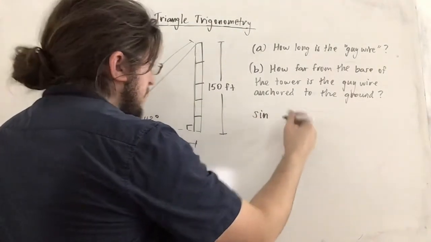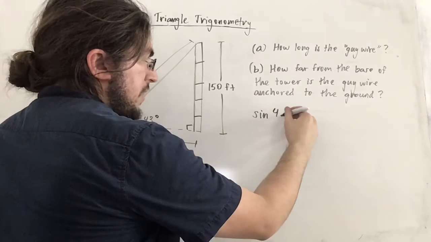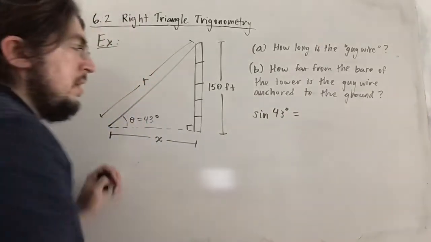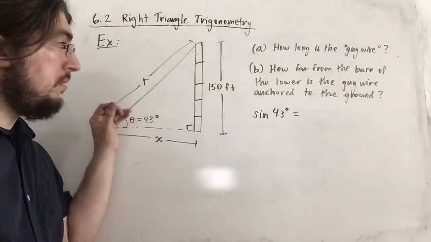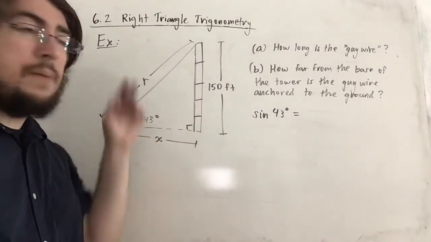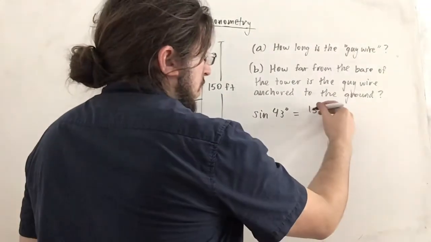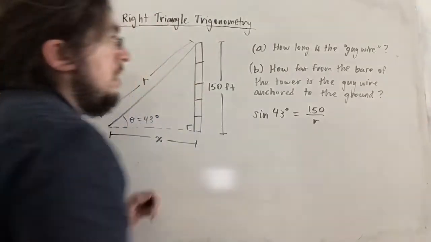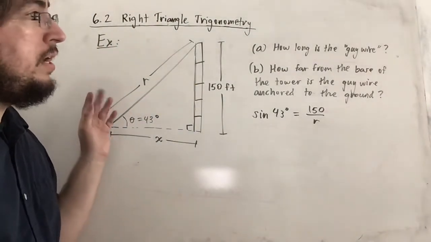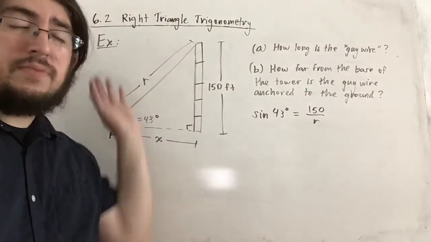So let's see. Just so we can get started, let's consider sine. So what is sine of the angle? First off, the angle is 43. So what is sine of 43? Well, according to this, sine of the angle, sine is opposite over hypotenuse. So this is 150 over r. So this will help us find r, and A is asking us to find r, actually.